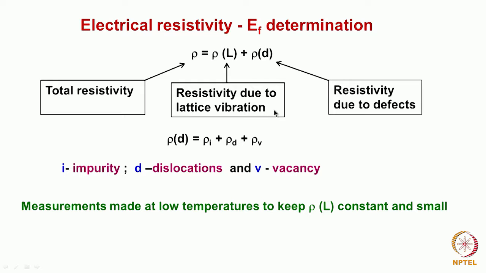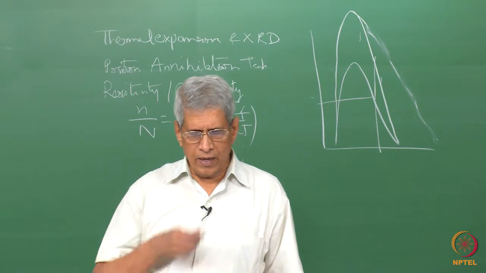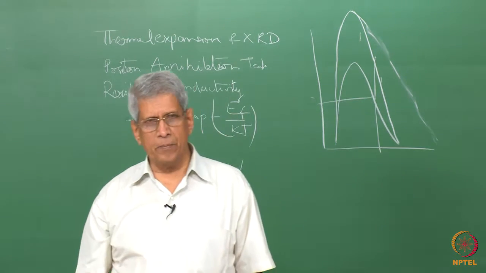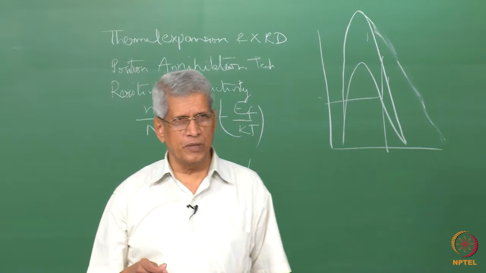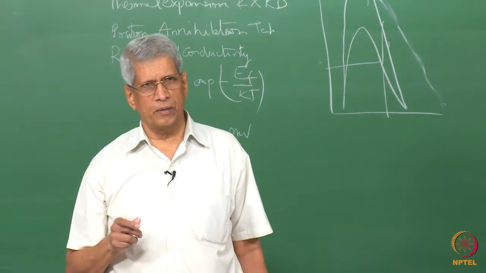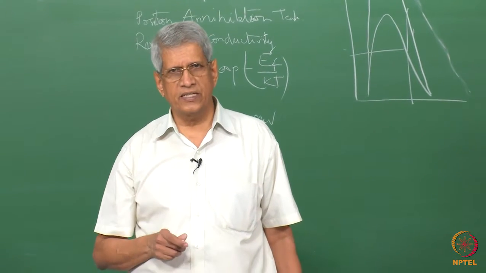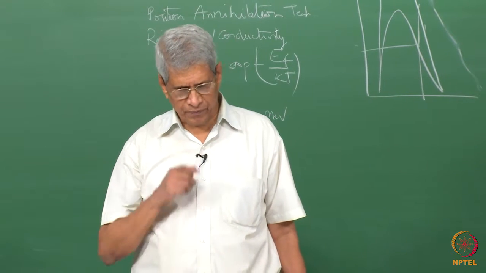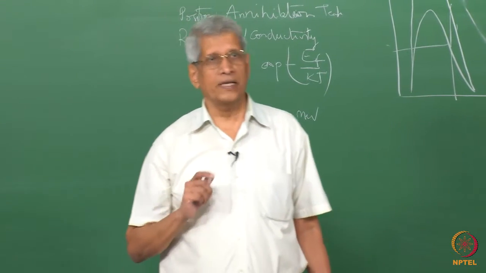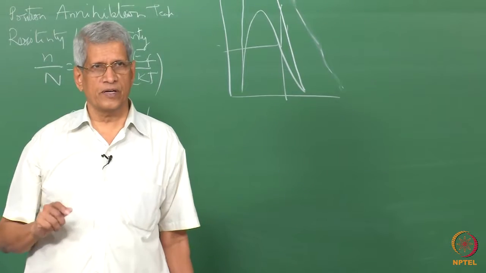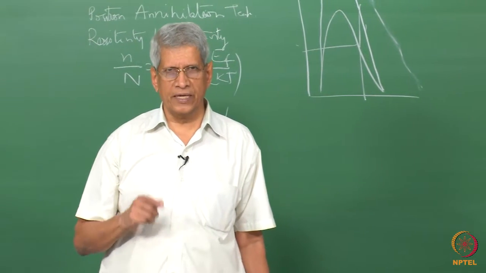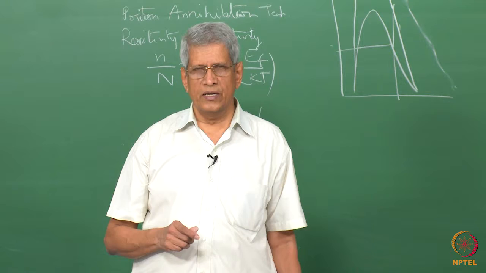The another technique which also can be used to get information about the defect concentration is electrical resistivity or conductivity measurements. Especially in metallic samples, electrical resistivity has been used to get information about point defect concentration, not only point defect concentration, formation energy as well as the migration energy of defects, we could get that information.